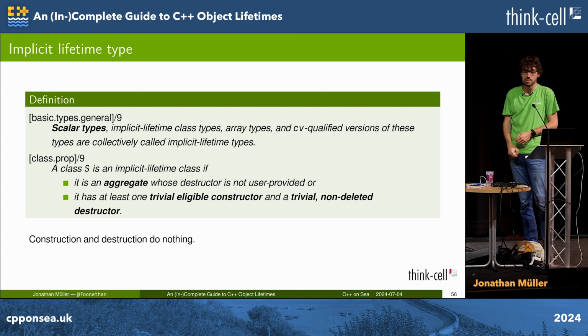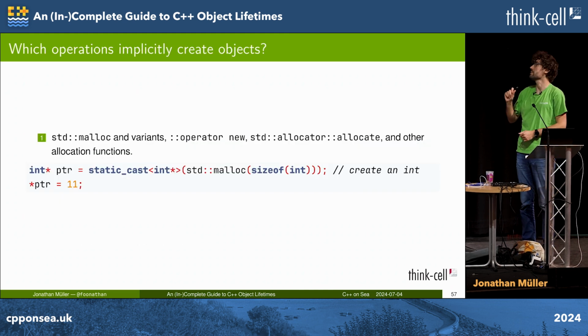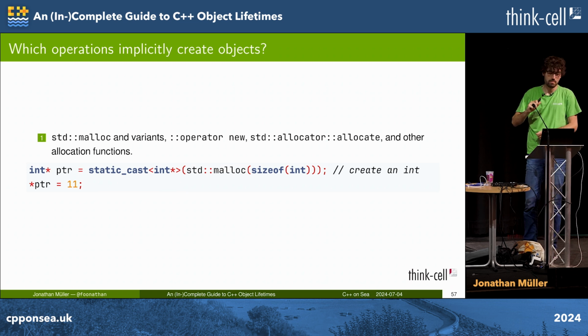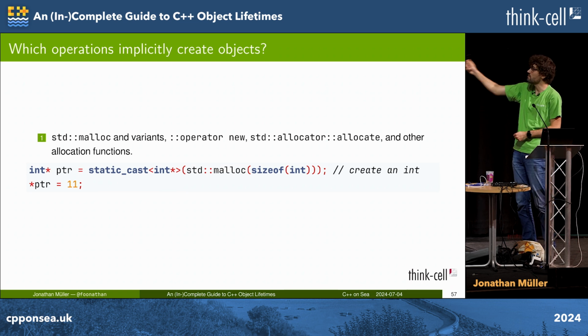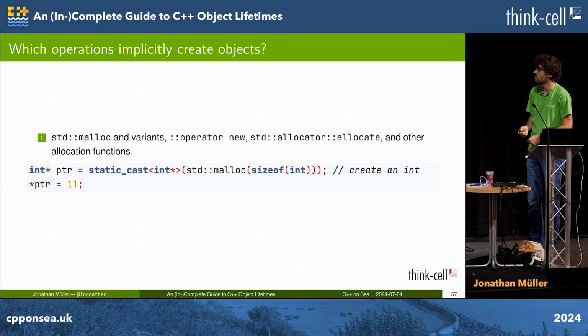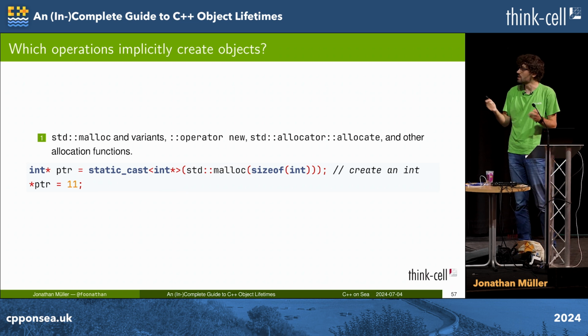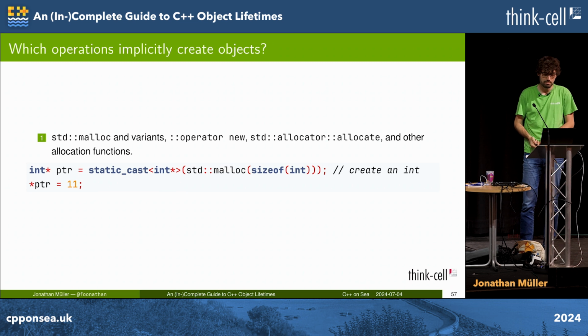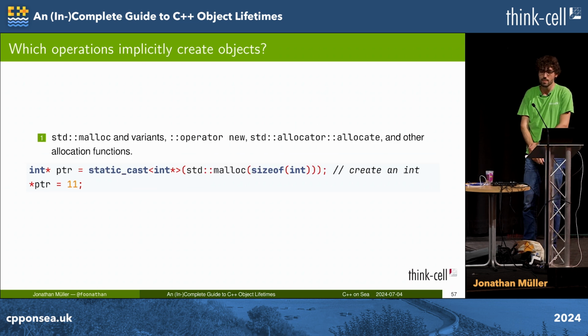So which of those operations implicitly create objects? First of all, all kinds of allocation functions, including malloc. Crucially, this code is fine. The star pointer would be undefined behavior, but malloc implicitly creates objects, so the compiler will implicitly create an int in order to make this code well-defined. That's the rule there. The same thing applies to operator new, allocator allocate, and some other allocation functions like realloc.